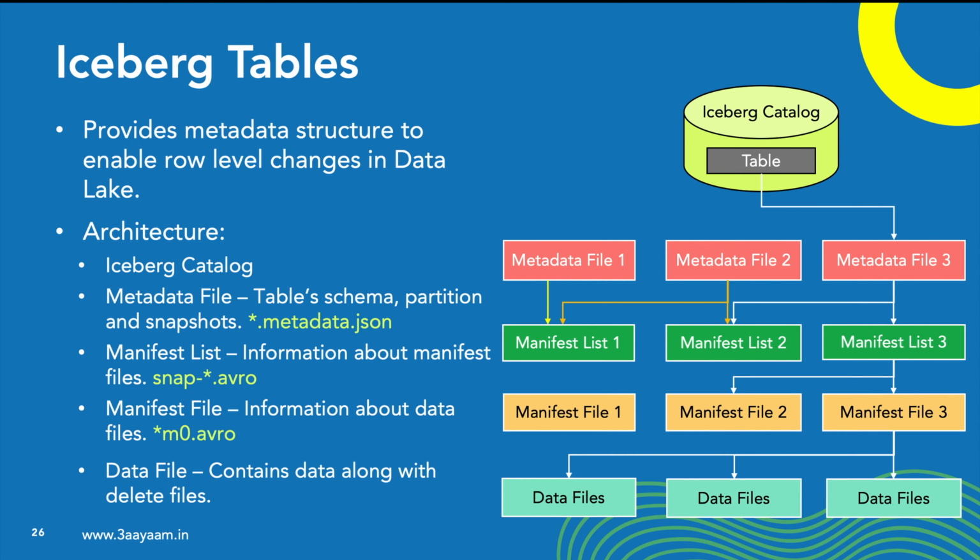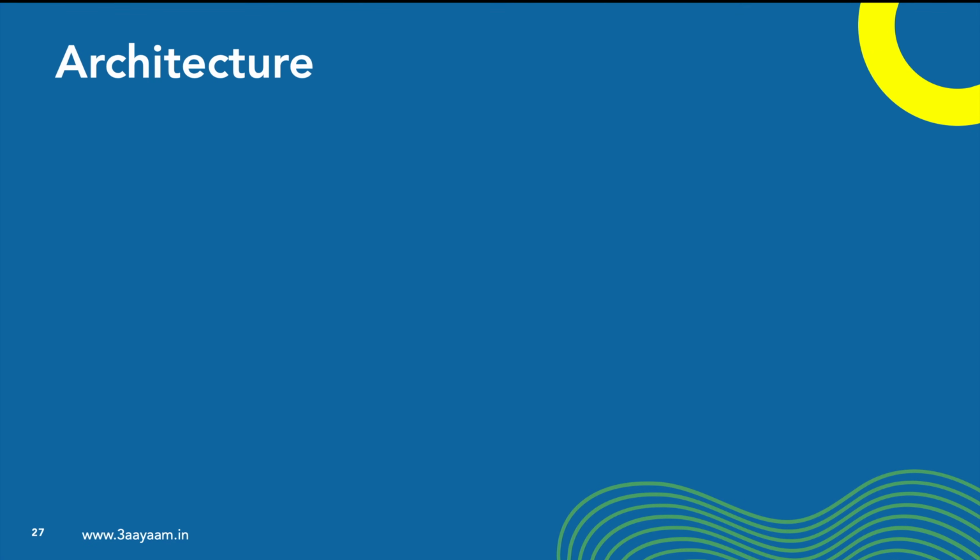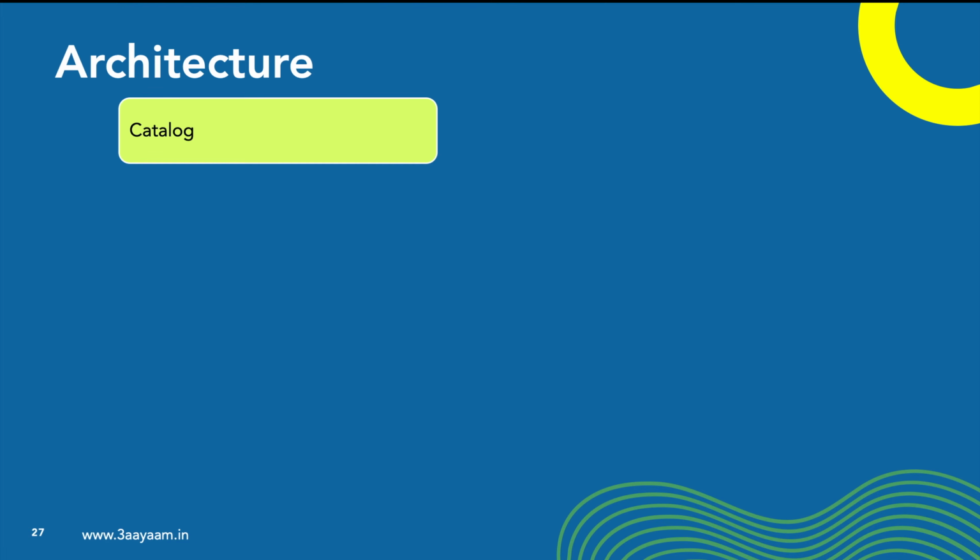Now this entire thing, starting from the table, the metadata file, the manifest list, and the manifest file, is the metadata structure that I was talking about. And this is how, using this metadata structure, all the row level changes are captured. Now let's go a little deeper into the architecture. As I said, we have the data catalog or Iceberg catalog, which will be the Glue data catalog in our case, and here we define the table using the create table DDL statement.